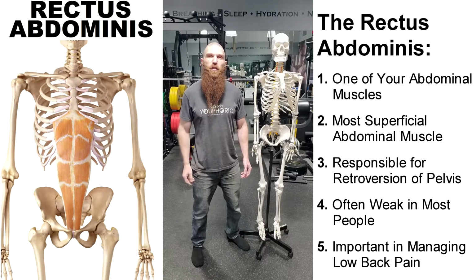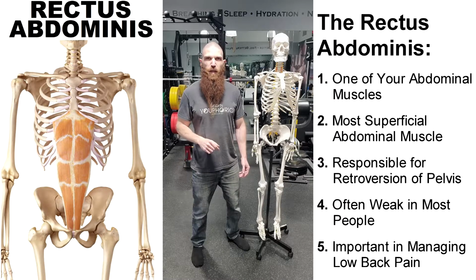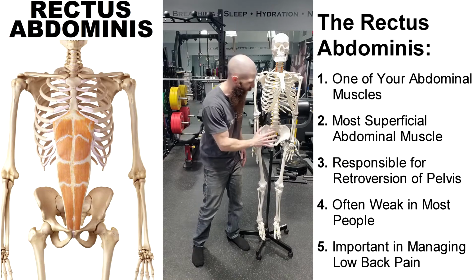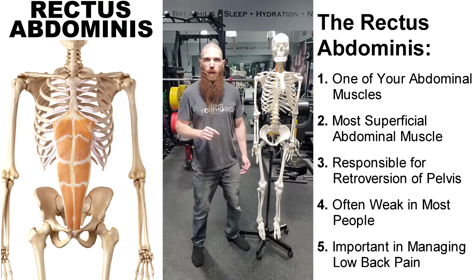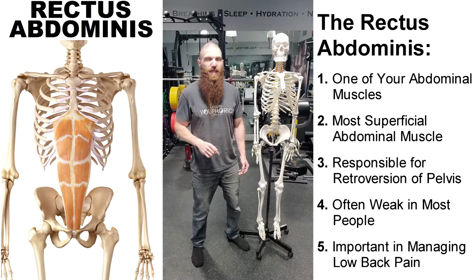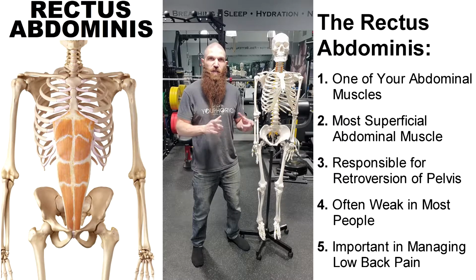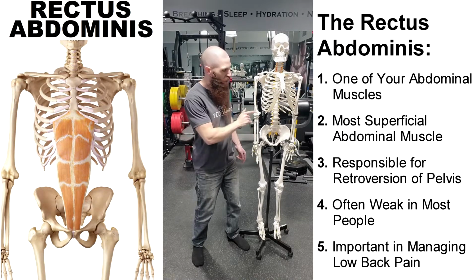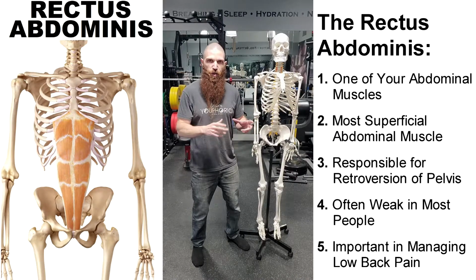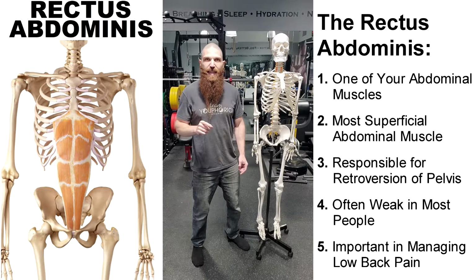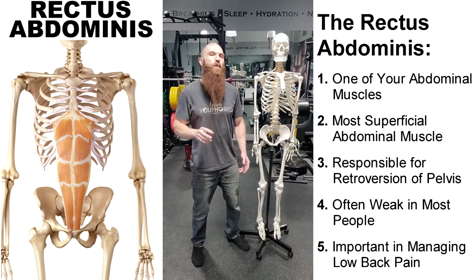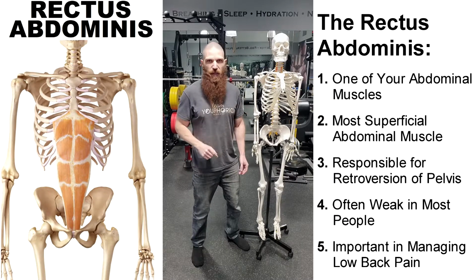If you recall from earlier videos, one of the reasons why most people develop low back pain is due to dysfunction in the lumbopelvifemoral complex. And one of the most common postural faults in the lumbopelvifemoral complex is going to be excessive anteversion of the pelvis, or an anteriorly tilted pelvis. So because the rectus abdominis is responsible for retroversion of the pelvis, one of the ways in which we can mitigate that and decrease symptoms of low back pain would be to do some strengthening exercises for the rectus abdominis muscle.